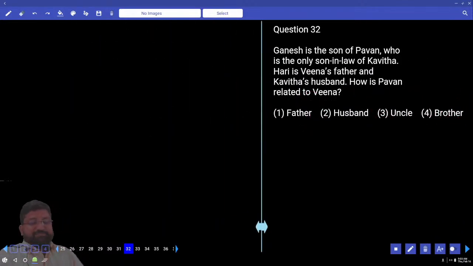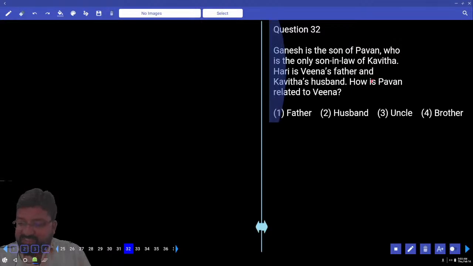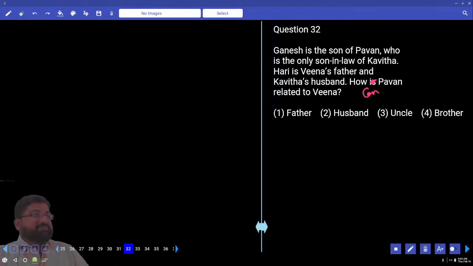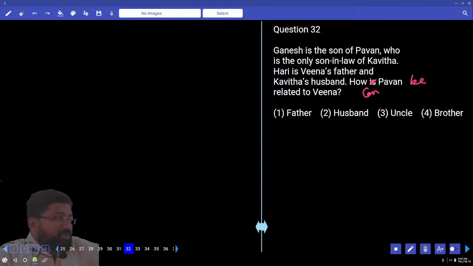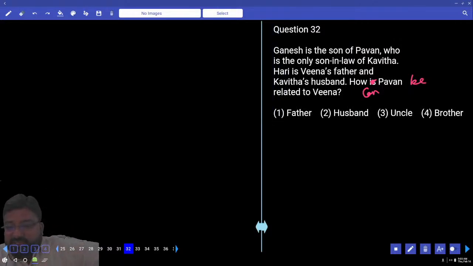Now look at this question. There's a small correction that is supposed to be made with this question. It is not "is" here, it should be "can". Make a correction. How can Pavan be related to Veena? Make a small correction. Okay? Yes. What's the point here?